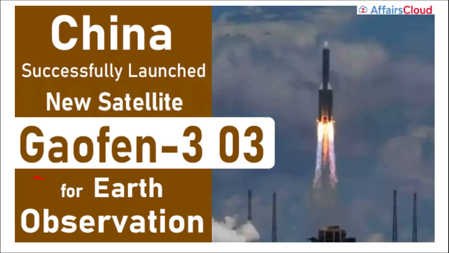Next is your Gaofen 303. Highly important. Pay attention. It is a revision also. China has recently successfully launched a new satellite, Gaofen 303, for Earth observation. So it can be asked, what is the name of the Earth observation satellite? Gaofen 303 was launched by which country? It was launched by China. You should know about it.